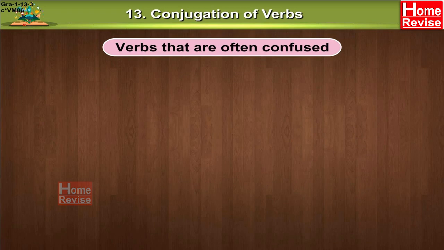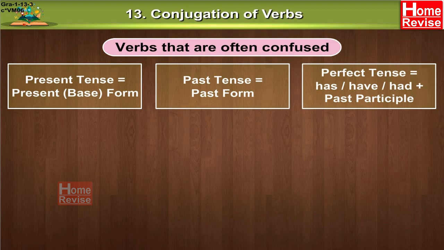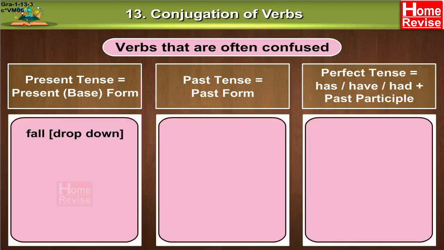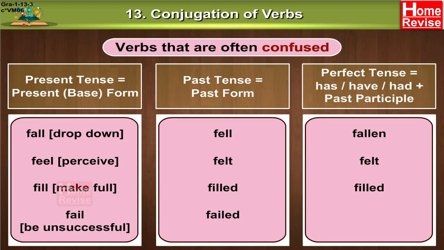Verbs that are often confused. Present base form, past, past participle. Fall means to drop down, fell, fallen. Feel means to perceive, felt, felt. Fill means to make full, filled, filled. Fail means to be unsuccessful, failed, failed.